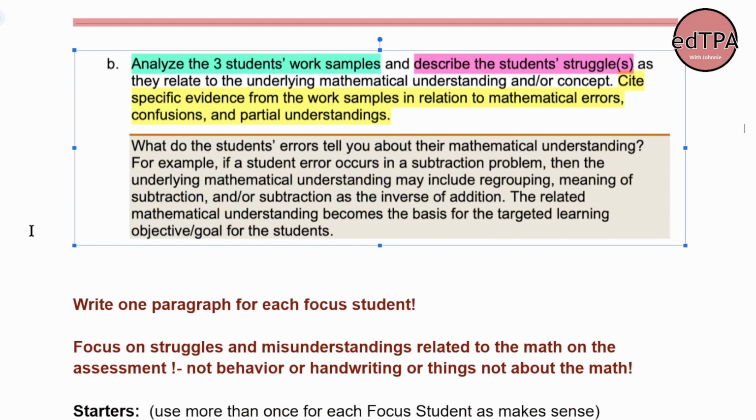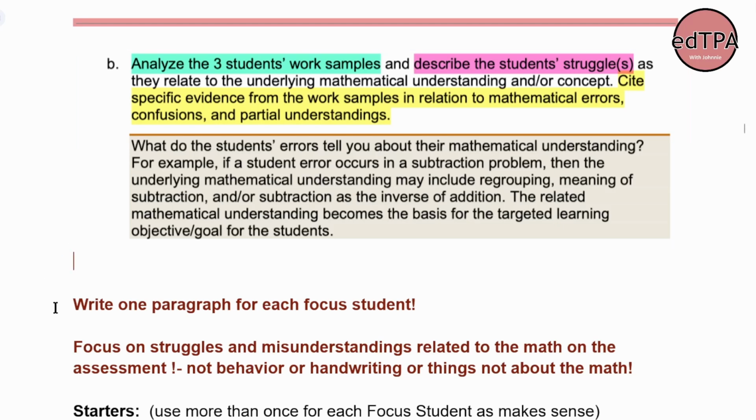Analyze the 3 students' work samples and describe the students' struggles as they relate to the underlying mathematical understanding and/or concept. Cite specific evidence from the work samples in relation to mathematical errors, confusions, and partial understandings. So they suggest here, what do the students' errors tell you about their mathematical understanding? For example, if a student error occurs in a subtraction problem, then the underlying mathematical understanding may include regrouping, meaning of subtraction, and/or subtraction as the inverse of addition. The related mathematical understanding becomes the basis for the targeted learning objective goal for the students.